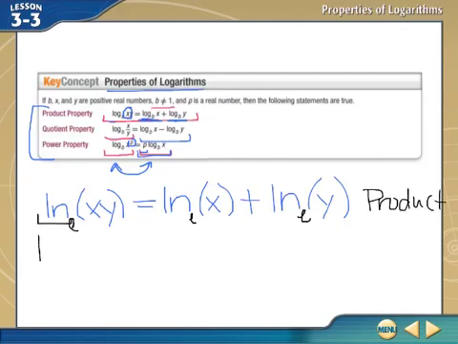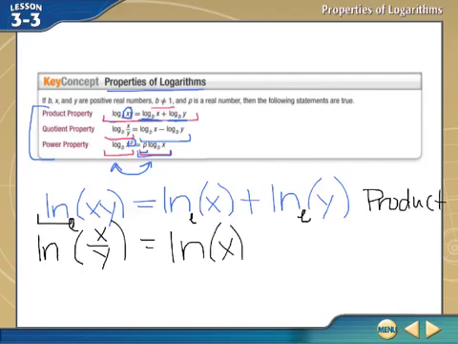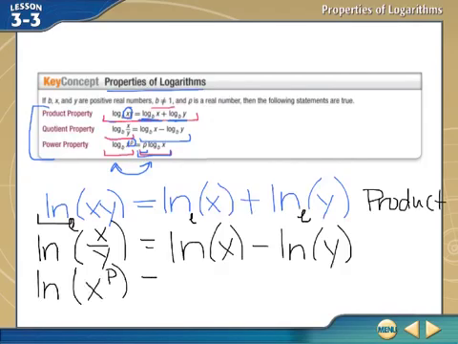Our quotient property would look like this. Natural log of x divided by y is natural log of x minus natural log of y. And the power property would be natural log of x to the p power is equal to p times ln of x.